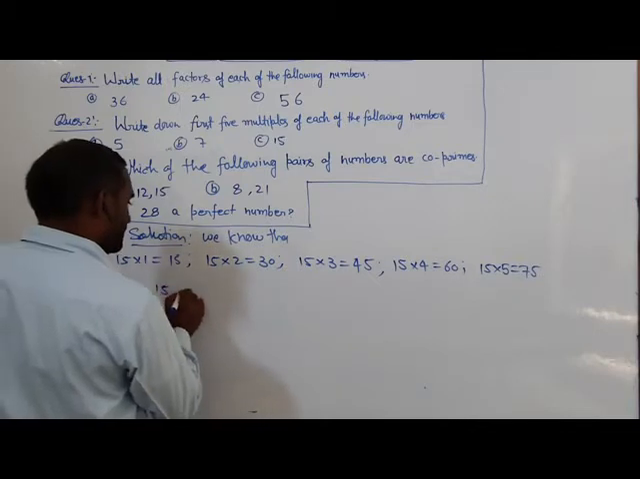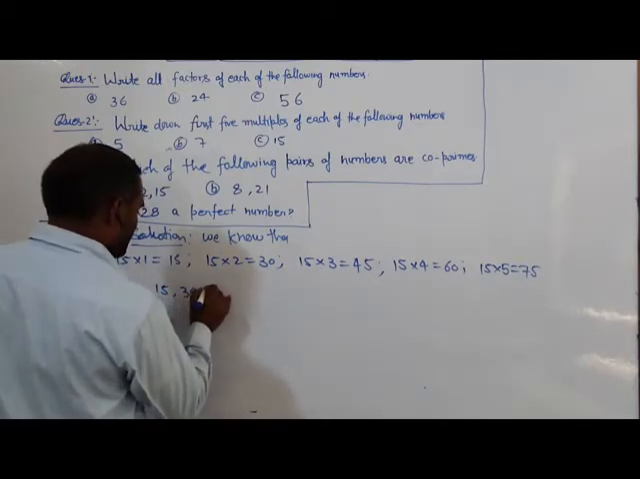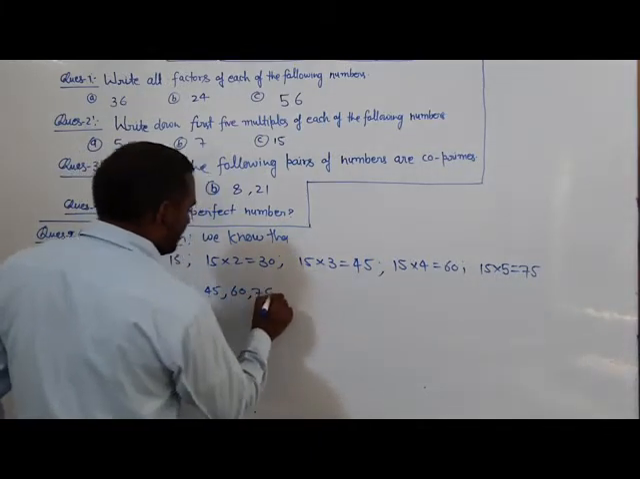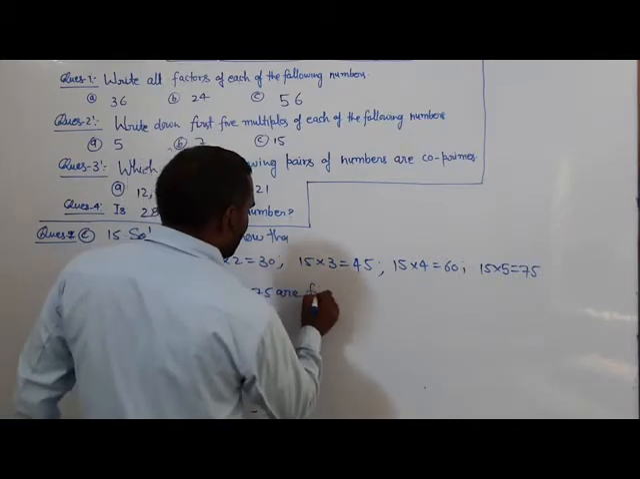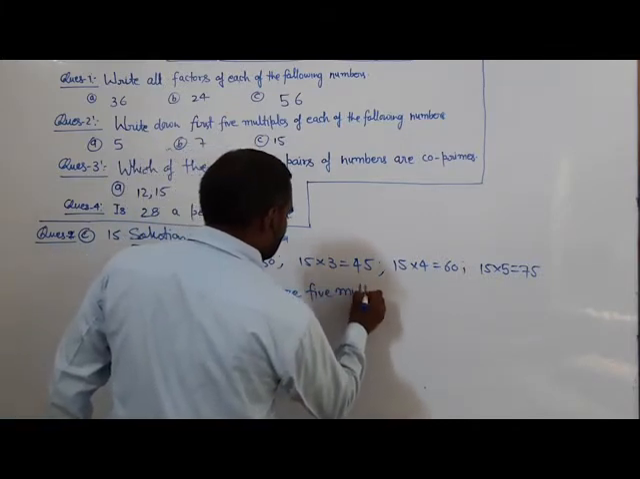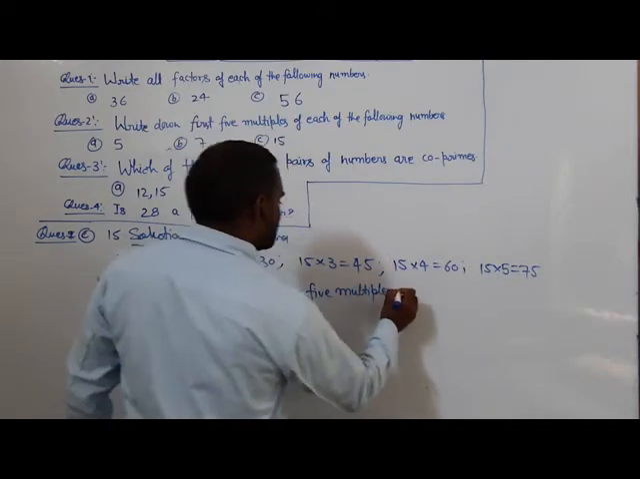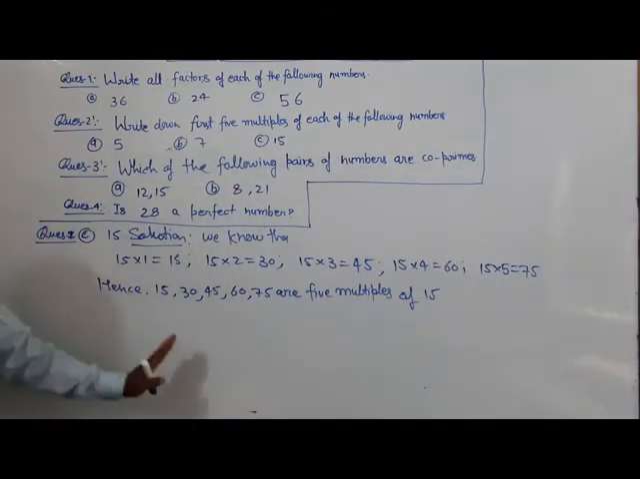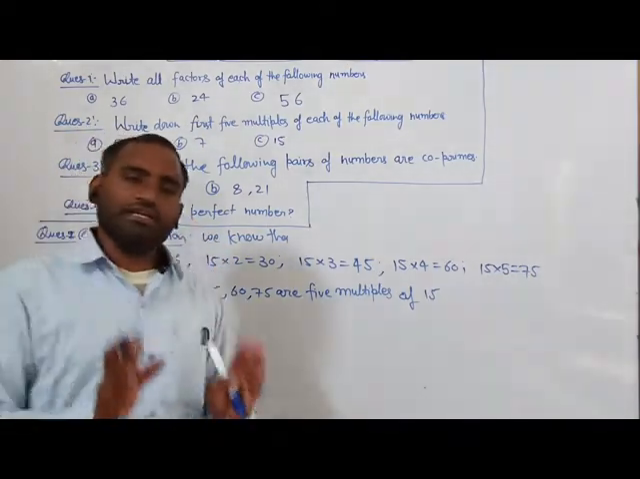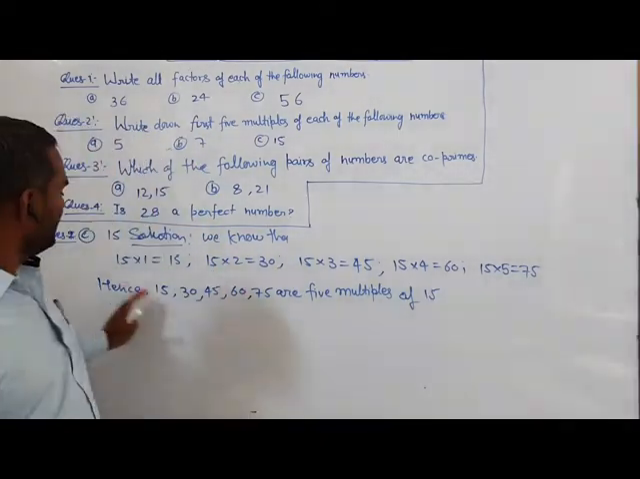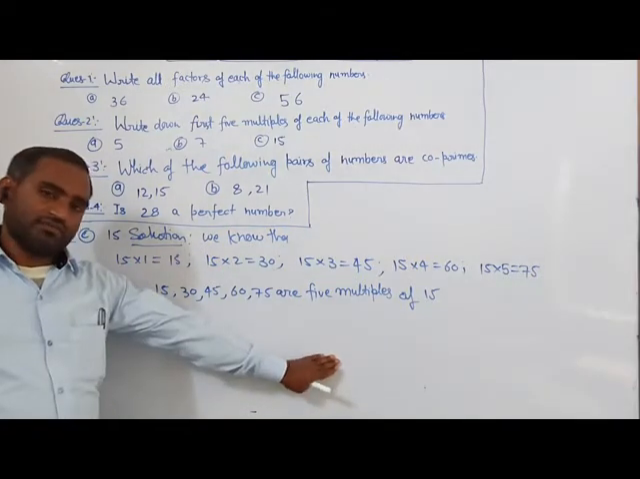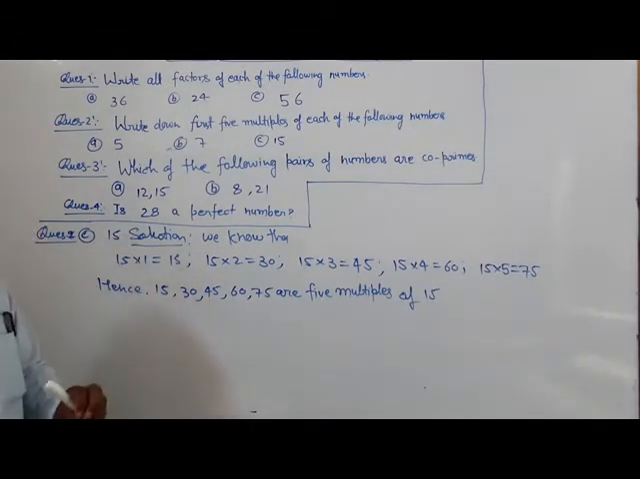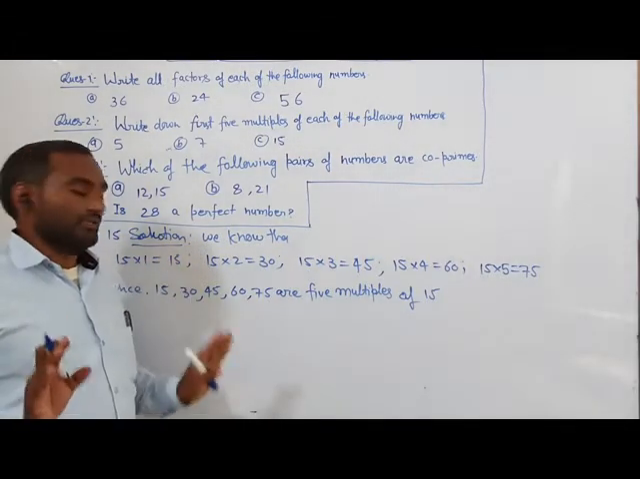So hence 15, 30, 45, 60, 75 are the 5 multiples of 15. So to get the multiples of any number, we have to multiply by natural numbers. When we multiply the given number by natural numbers, we get the multiples of that number.